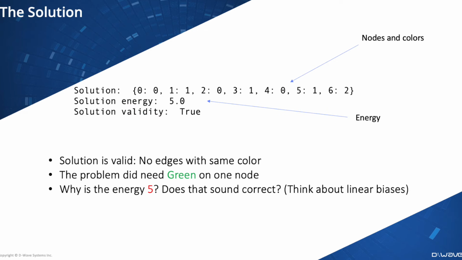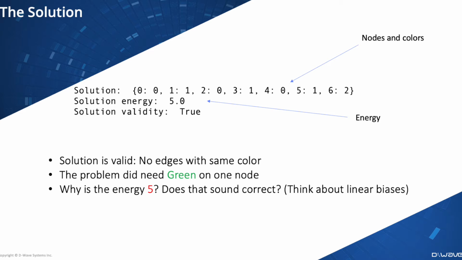Okay, and when we ran this on the DQM solver, here's what we get. Node 0 takes color 0, node 1 takes color 1, node 2 takes color 0, 3, 1, 4, 0, 5, 1. Node 6 has to take color 2. Notice that node 6 can't be 0 because if it were, it would have the same color as node 0. So we needed the additional color 2. And so that's why I wrote there we need green, that's color 2, on one node.